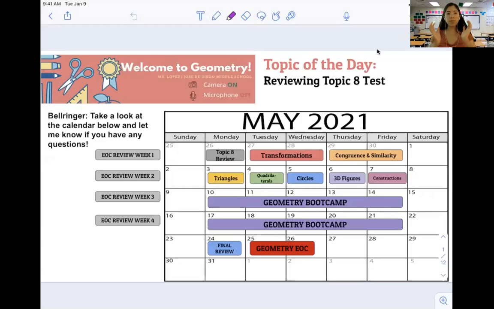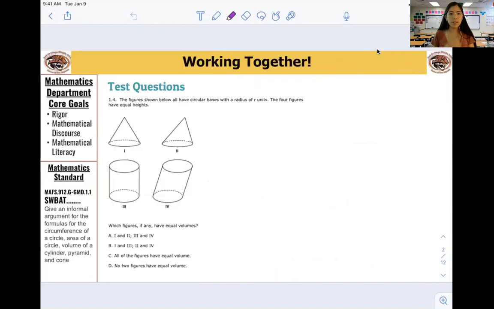Whatever it is, just make sure that you're participating and asking questions throughout the entire review. Let's get started. I'm going through the test backwards. I think this would have been the last question on the test, so I'm going over it first.